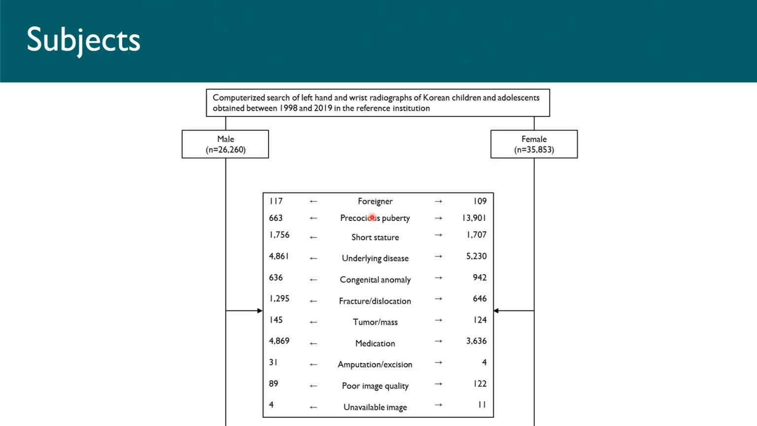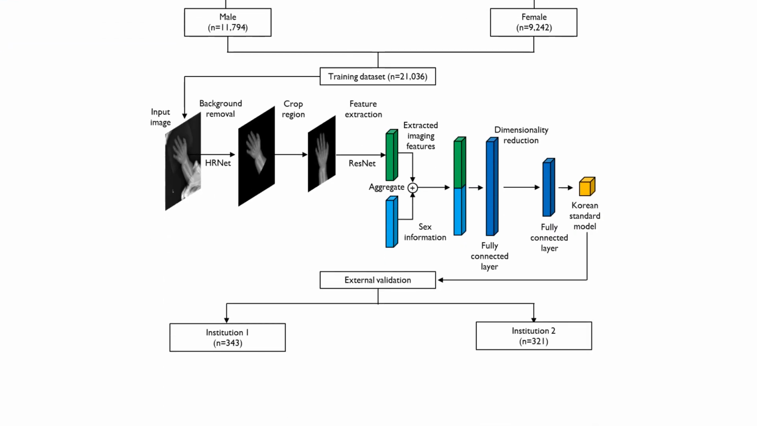Let's see the results. Among the 62,113 radiographs identified by computerized research, 41,077 radiographs were excluded according to our eligibility criteria. And finally, 21,036 radiographs were used for the training. We used two separate external validation sets from two different institutions, comprising 343 and 321 subjects respectively.